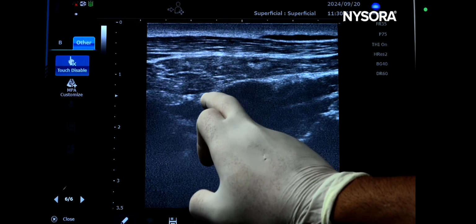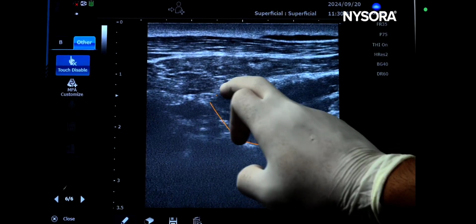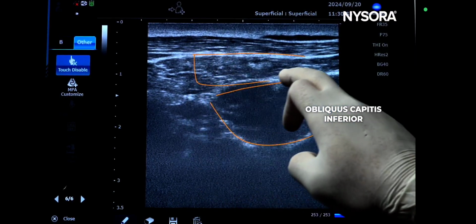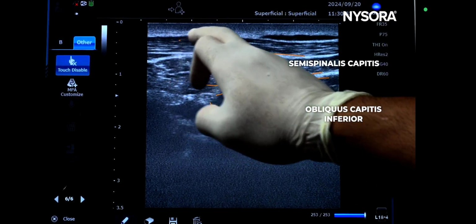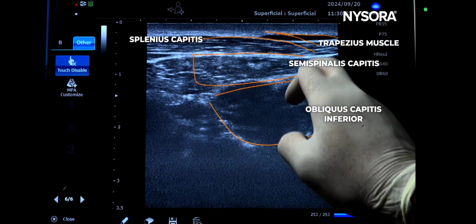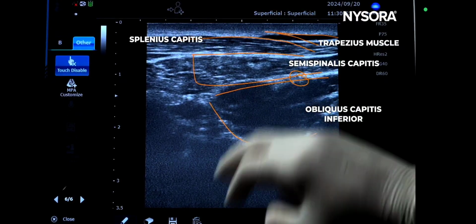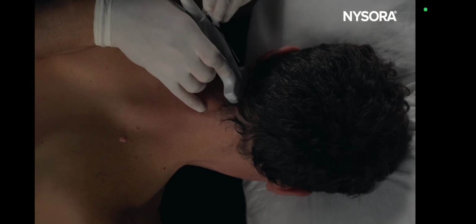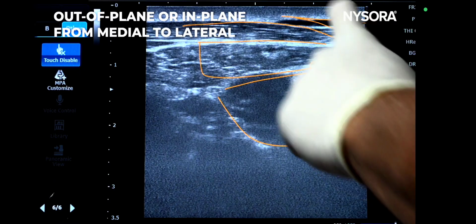So we have a boat-shaped muscle, obliquus capitis inferior. We have another muscle on the top, semispinalis capitis. This is splenius capitis and trapezius muscle, and the structure that you see here is the occipital artery accompanied by the occipital nerve.